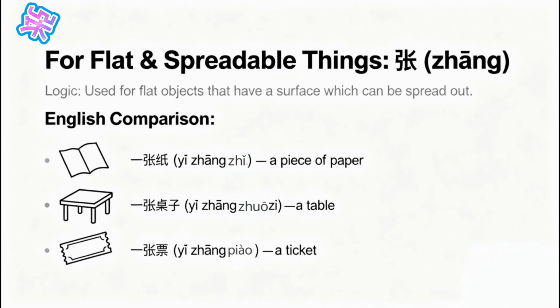Number 4, zhāng. The logic is that it is used for flat objects that can be spread out. Let's see the English comparison. 一张纸, a piece of paper. 一张桌子, a table. 一张票, a ticket.